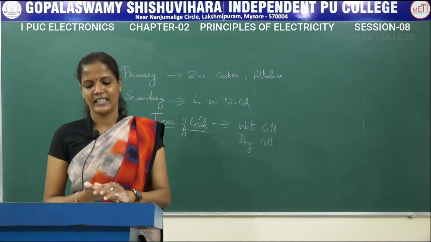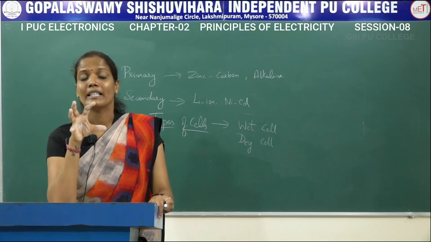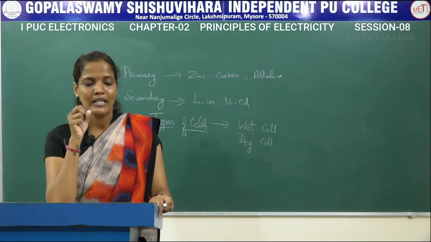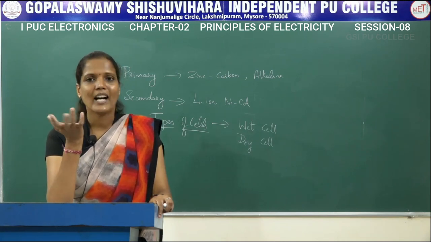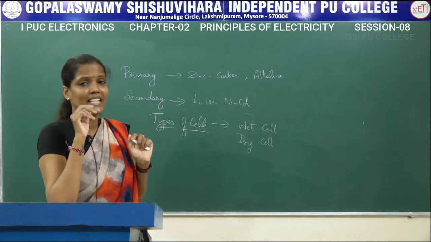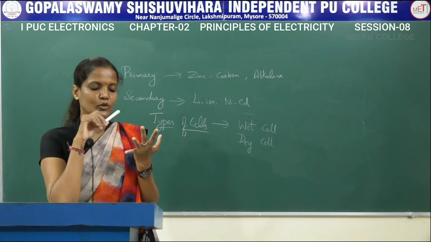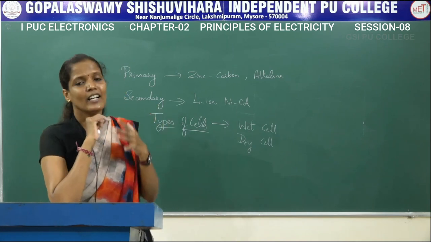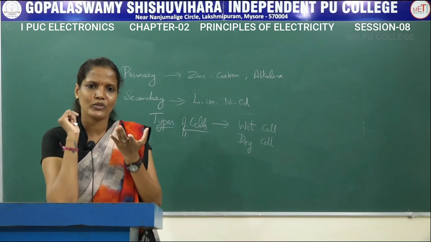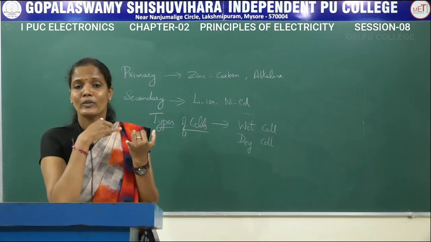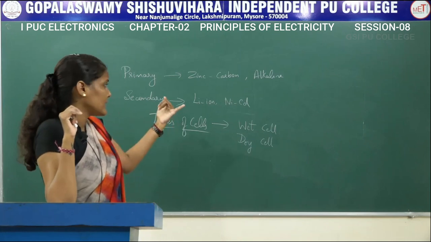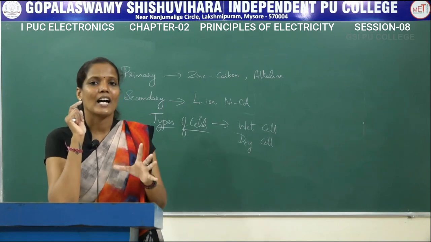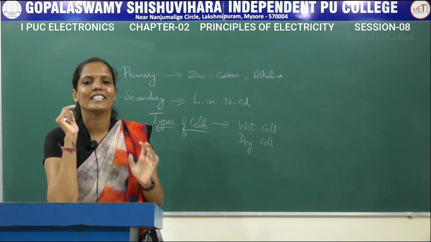In a dry cell, the electrolyte is present, but in the form of a paste, not a liquid, so it does not spill out. Examples of wet cells are the Leclanche cell and the Bunsen cell, which we see in our physics and chemistry labs. Coming to dry cells, the cells we use in TV remotes, clocks, or mobiles, such as lithium ion, nickel cadmium, and zinc carbon, all come under dry cells, where the electrolytes are present in the form of a paste but not a liquid.